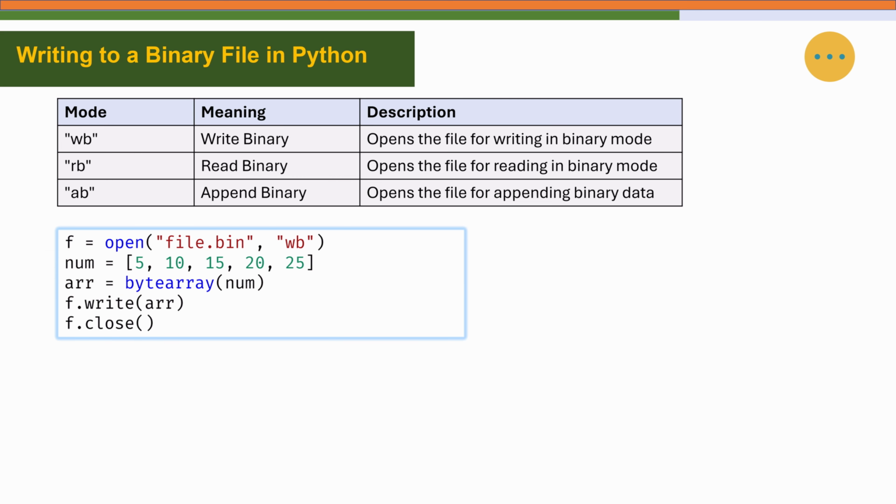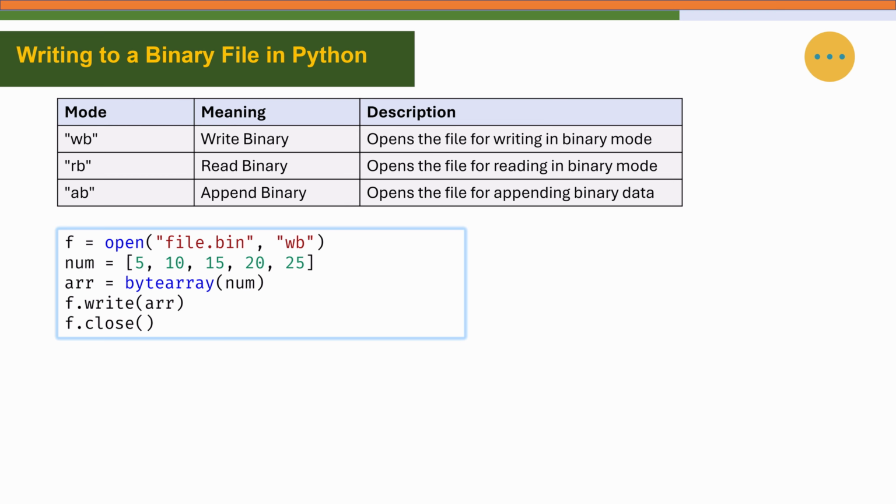After that, the write method stores these bytes into the file exactly as they are, no encoding, no formatting, just pure binary data. Finally, we close the file to ensure all data is saved properly. The resulting file.bin now contains 5 bytes of data, 1 byte for each number in the array.